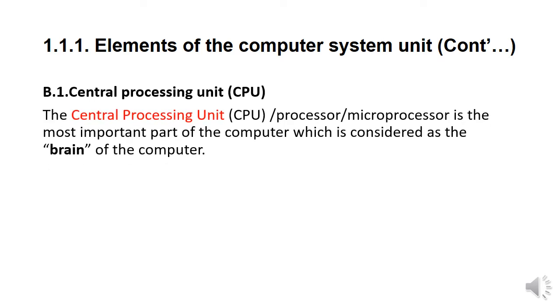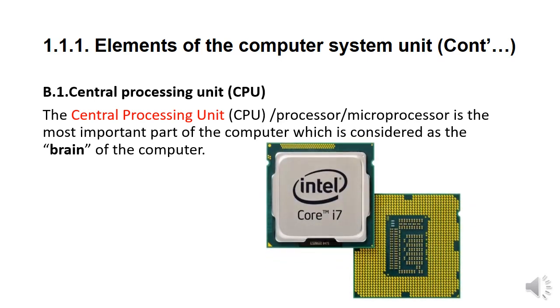The central processing unit is a computer internal hardware which is like the brain of the computer. It is used to process input data into information. This figure shows the two cores of a central processing unit.